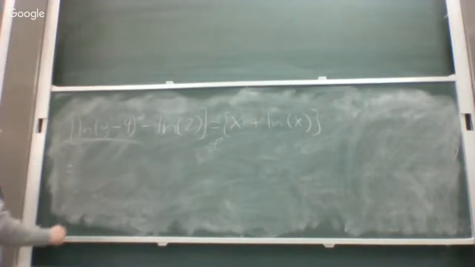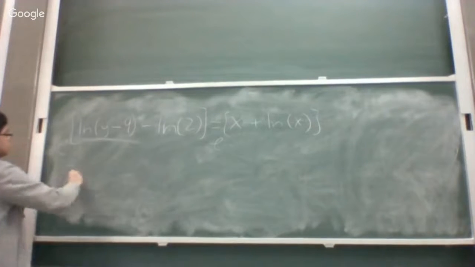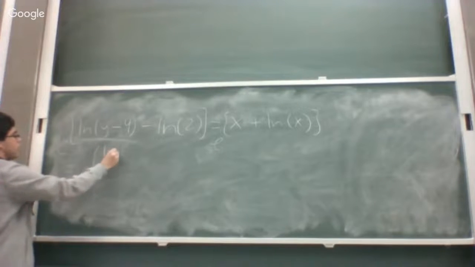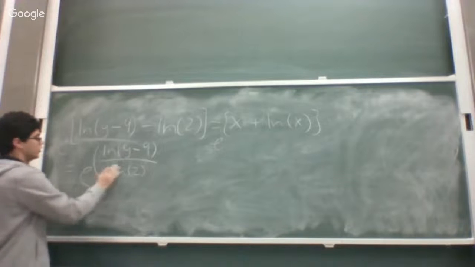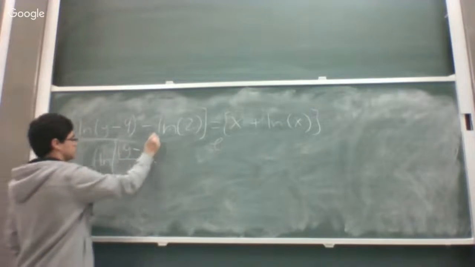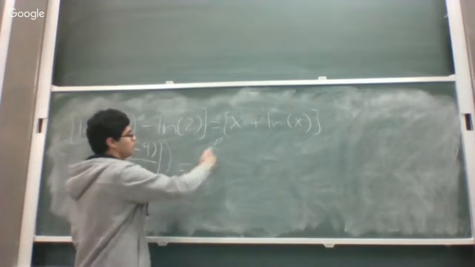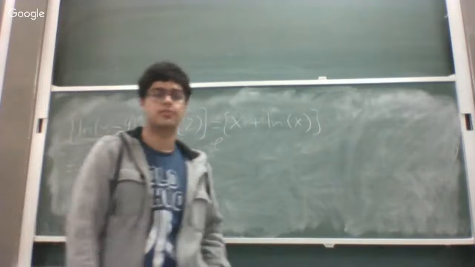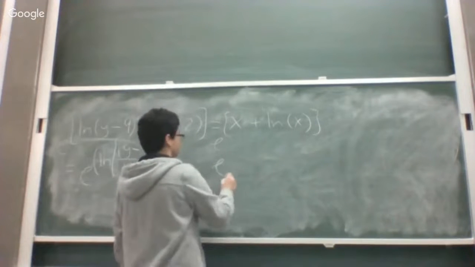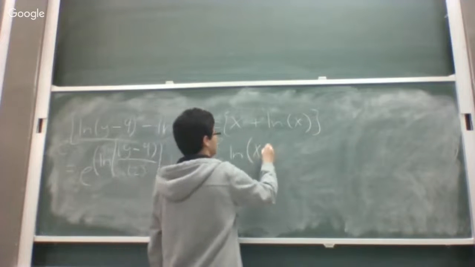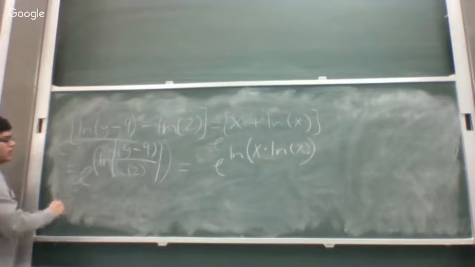So this will be equal to, when they're subtracted, it's like a division, okay? E to the natural log, on the top you have natural log of y minus 9, all over natural log of 2. Did that make sense? I'd do each one separately. No, you can't do each one separately. And on the right, we can multiply them. So e to the natural log of the power of x times natural log of x. Okay? So now we can cancel out the e to the natural log.